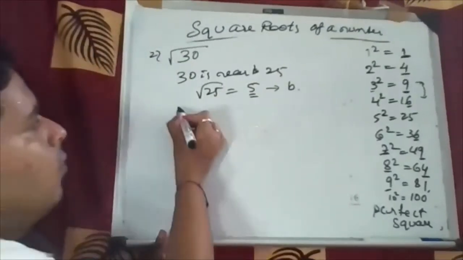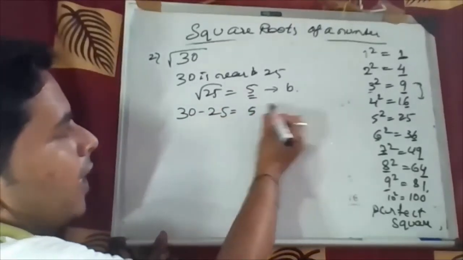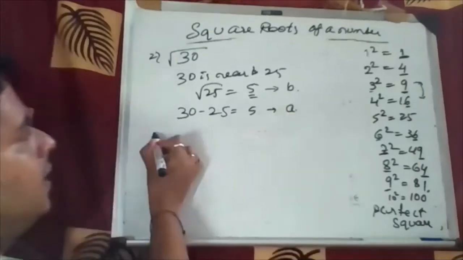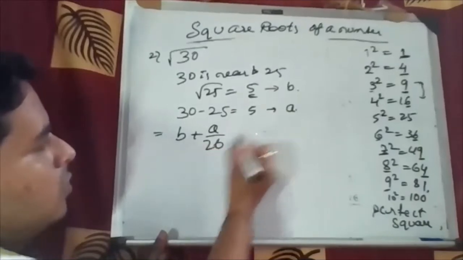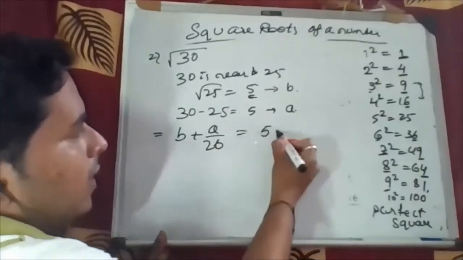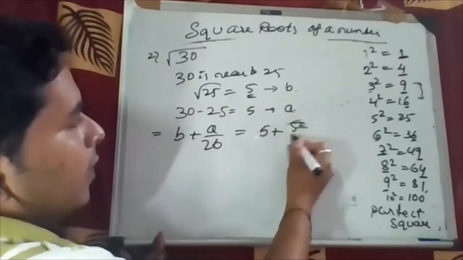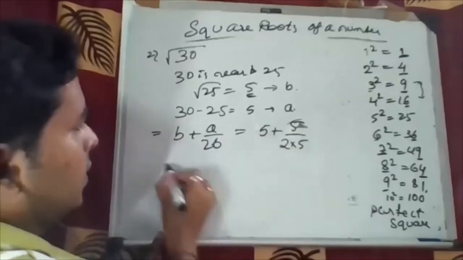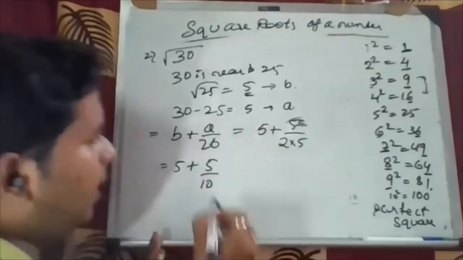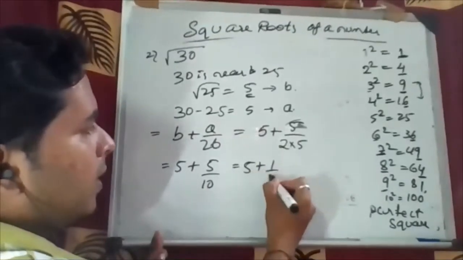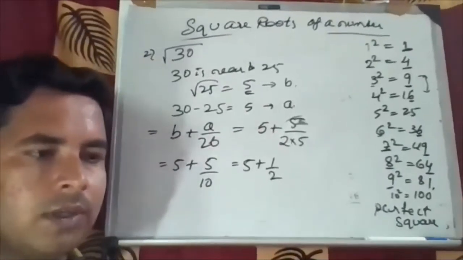Take this as B. And what is 30 minus 25? That is again 5. Take this as A. Then what is the rule now? B plus A by 2B. Here B is 5, and A is the difference value, that is 5, divided by 2 into 5. So here 5 plus 5 by 10. Again here 5 plus 1 by 2. So what is 1 by 2?